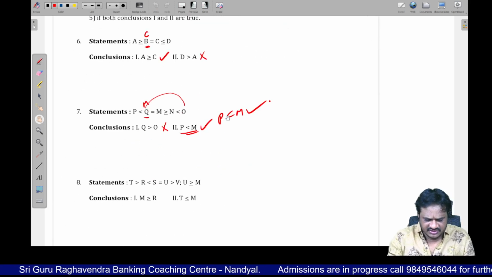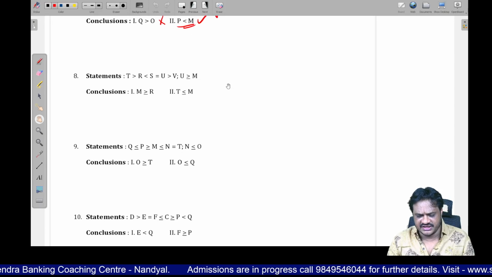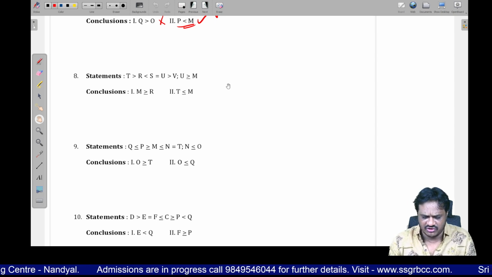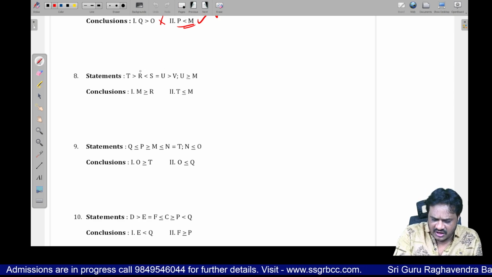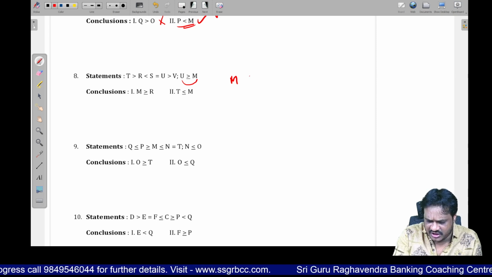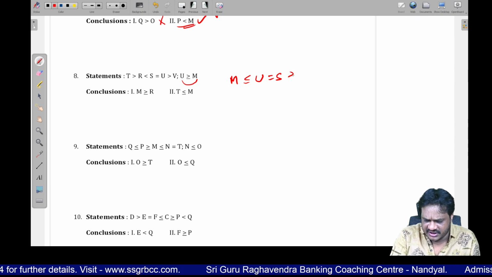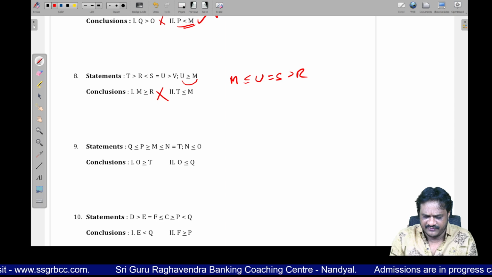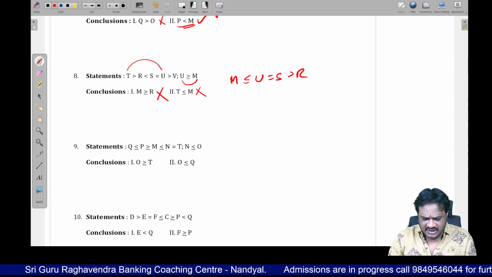Now let us see eighth question. T greater than R less than S, S is equal to U greater than V, U greater than or equal to M. Now M greater than or equal to R. Let us see here. First of all, M to U. U greater than or equal to M, or M less than or equal to U. U is equal to S and S greater than R. There is no common symbol. T less than or equal to M. From T to U only there is no common symbol. So neither one, nor two.